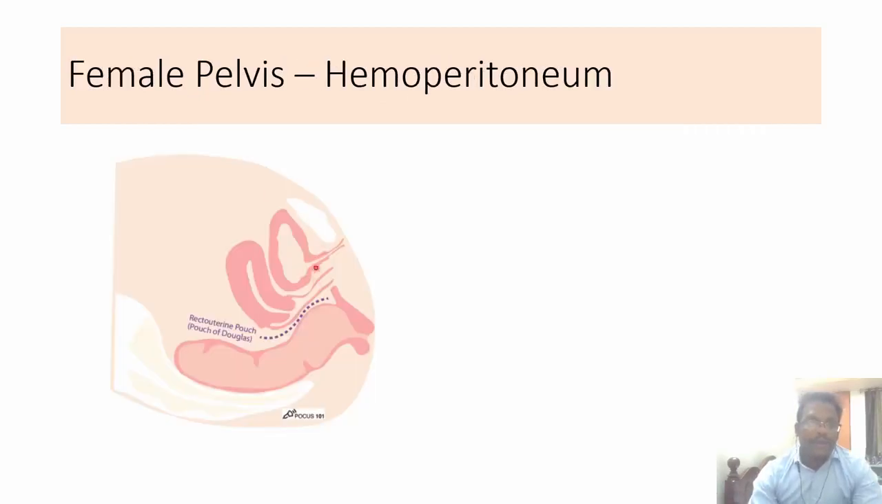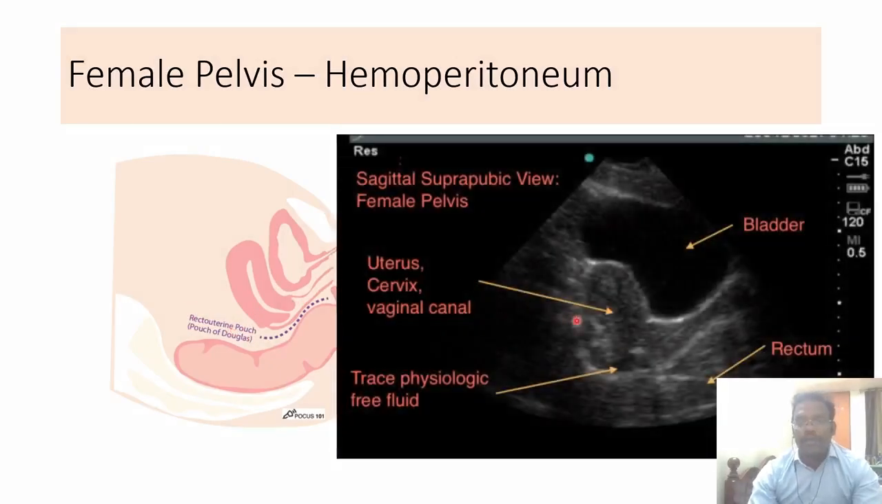Here we are going to see the suprapubic view of the female pelvis. You know the structures. This is the urinary bladder, the uterus, the rectum, and this is the vesicouterine pouch, and this is the rectouterine pouch or pouch of Douglas. So this is the same view in the ultrasound. You can see the completely anechoic structure. This is the urinary bladder.